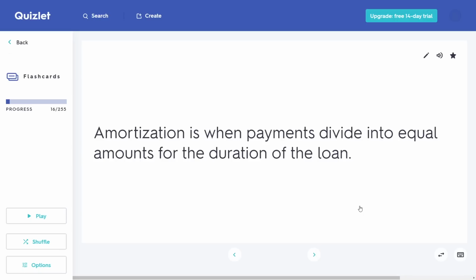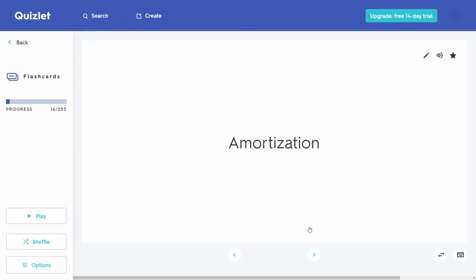It's like a complex theory. But really, if you just know that amortization is when the payments are divided again into equal amounts for a duration of time, then you're going to be way better off than most people that don't even know what the term means. So simple, but again complex at the same time, like a lot of these terms. But yeah, that's all I'm going to say about that one.